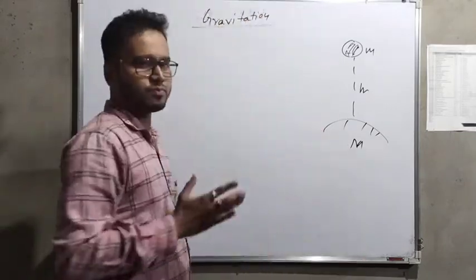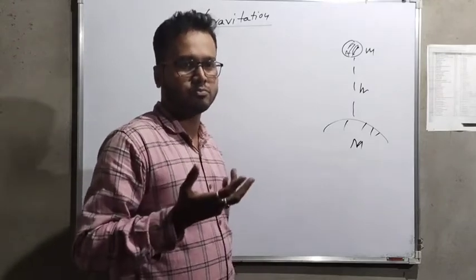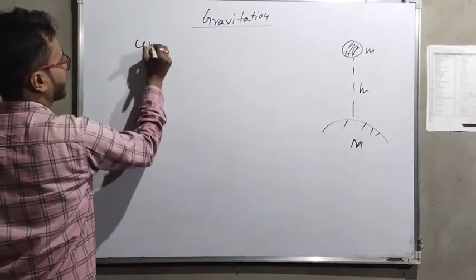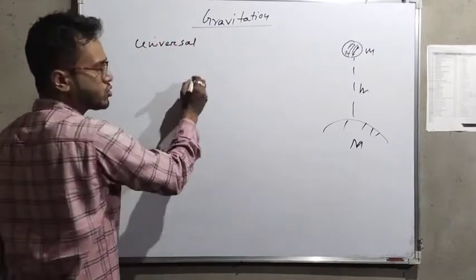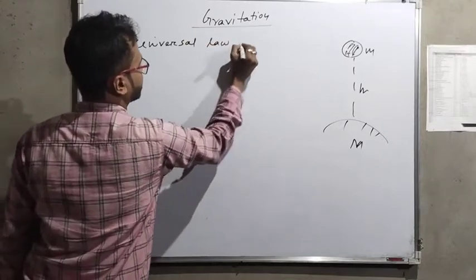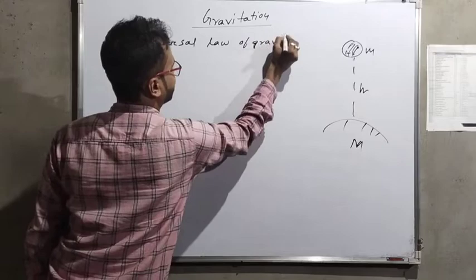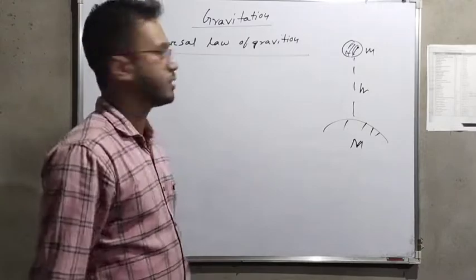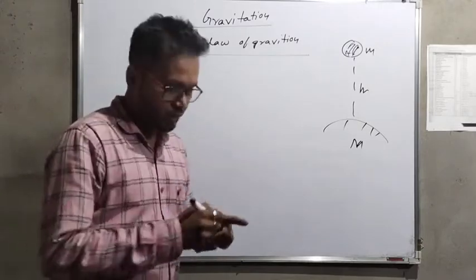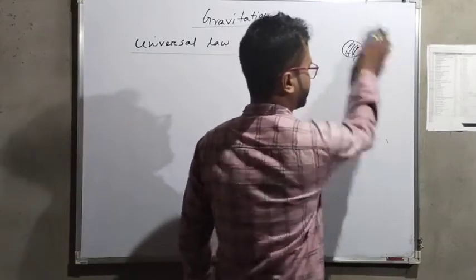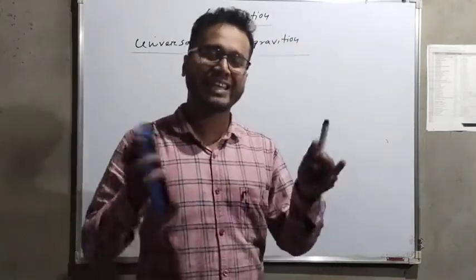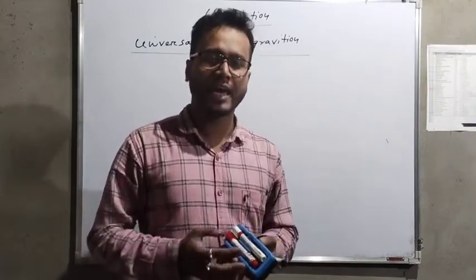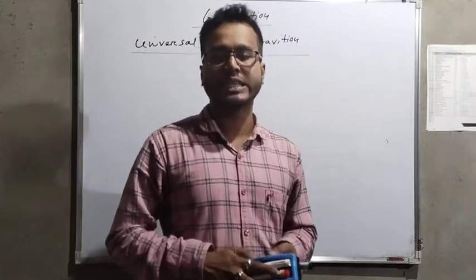So Newton proposed a law which we can call the universal law of gravitation, or Newton's law of gravitation. First, we have to know the statement of this law. Newton said that every object in this universe attracts every other by a force which is directly proportional to the product of their masses and inversely proportional to the square of the distance between them.